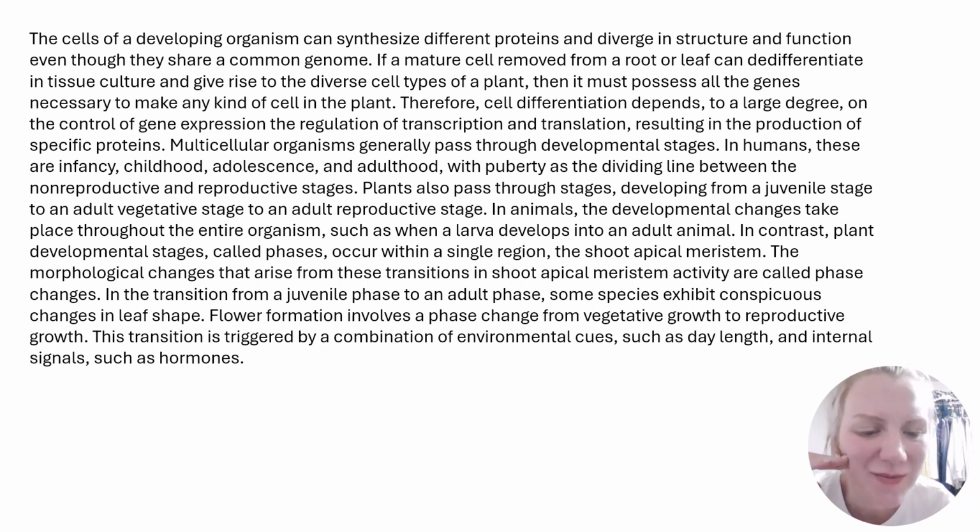In the shoot apical meristem, changes occur in the transition from a juvenile phase to an adult phase. Some species exhibit conspicuous changes in leaf shape. Flower transition involves a phase change from vegetative growth to reproductive growth. This transition is triggered by a combination of environmental cues, such as day length, and internal signals, such as hormones.